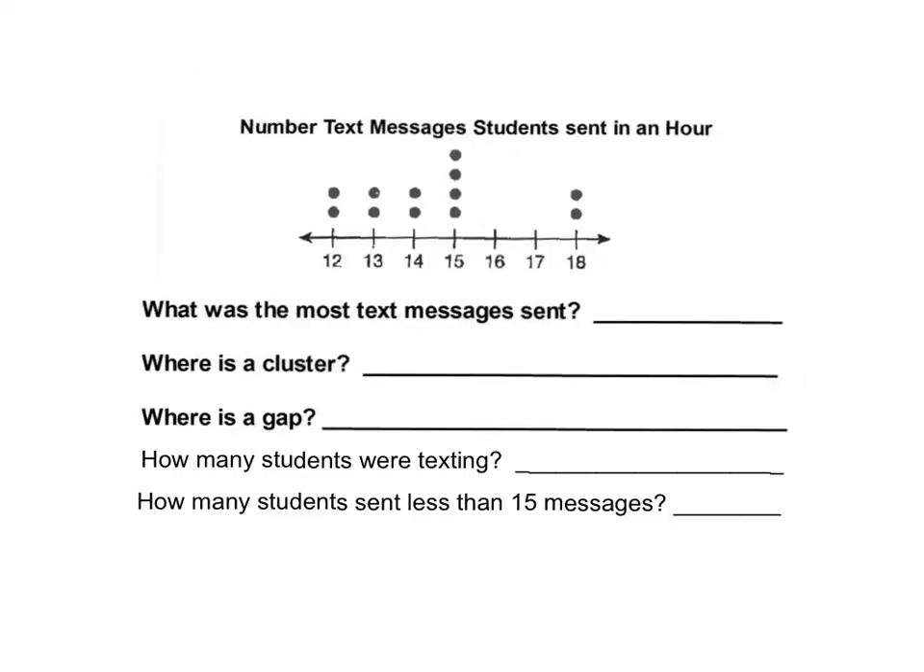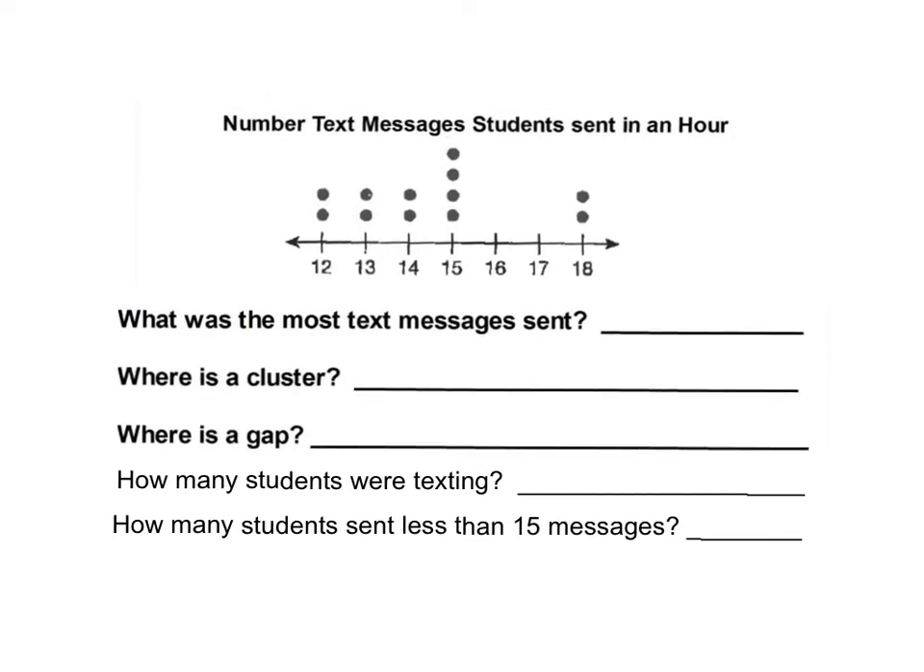Okay, here we go. We're going to take a look at another dot plot. This one is about the number of text messages students sent in an hour. Okay, so I always just kind of like to look at my graph before I jump right into the questions. You can see our number line is going from 12 to 18. So that means there were 2 students who sent 12 text messages in an hour. It goes all the way up to 18. There were 2 students also who sent 18 text messages in an hour.